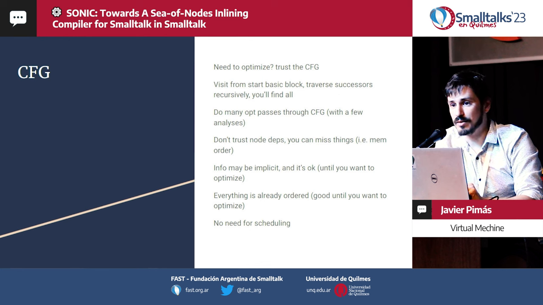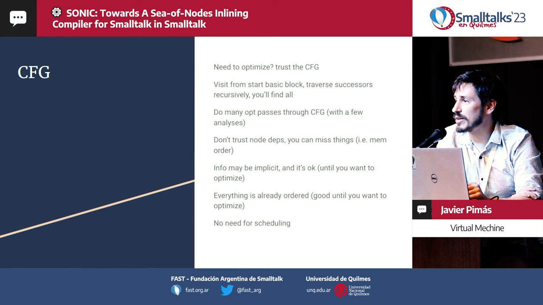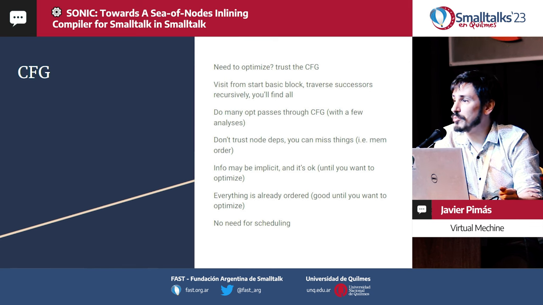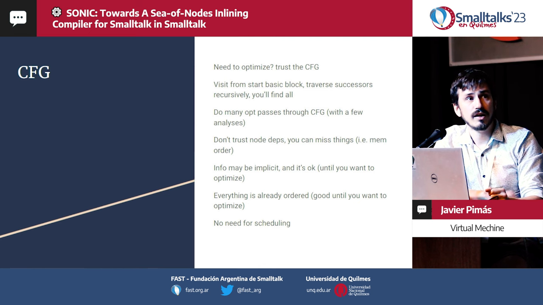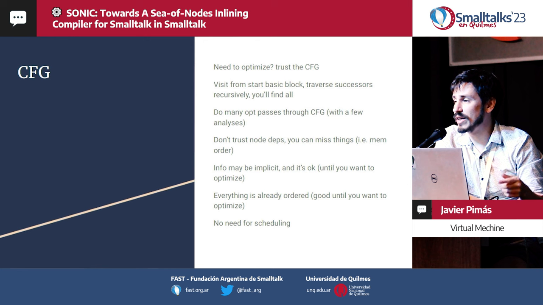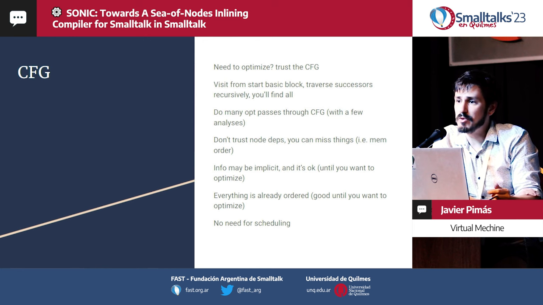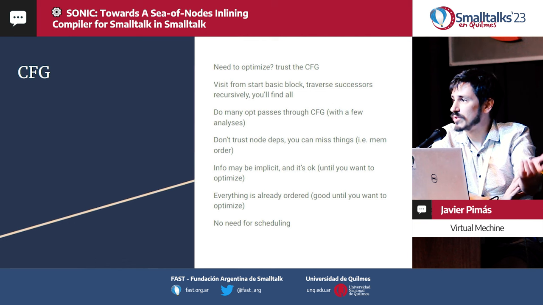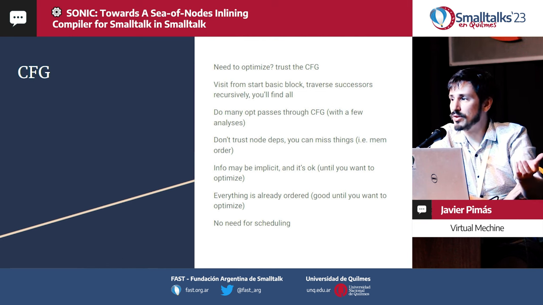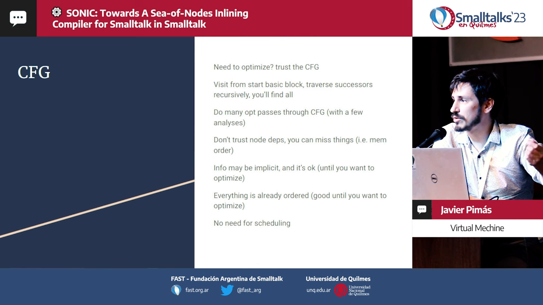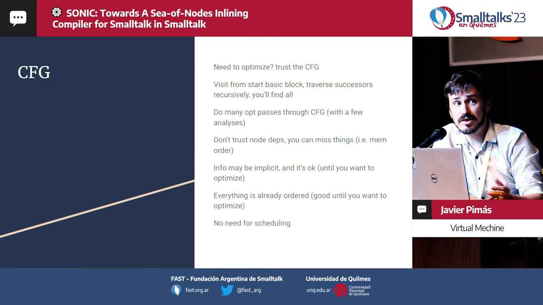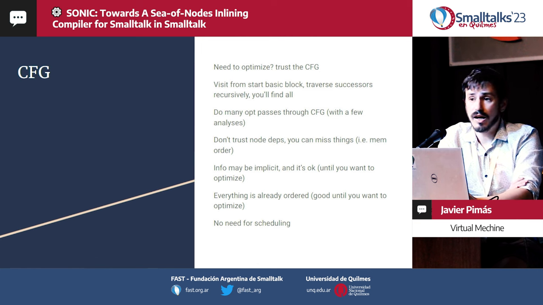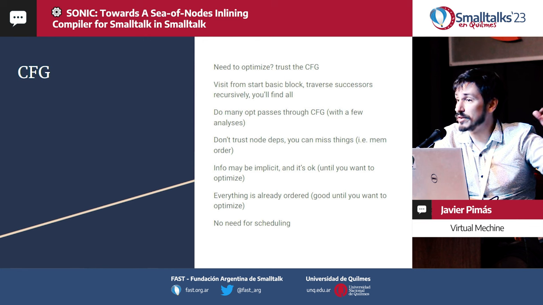So just some notes. In the case of a traditional optimizing compiler, you trust the control flow graph, you start from the start, and then you optimize everything following all the closure of that. Usually you do many passes of analysis, and some information is implicit, like what memory is this load looking at? Can I make a store before that or not? Can I move things? Basically, a lot of information is implicit, and that's okay until you want to optimize. And you don't need to schedule because the graph is always scheduled.